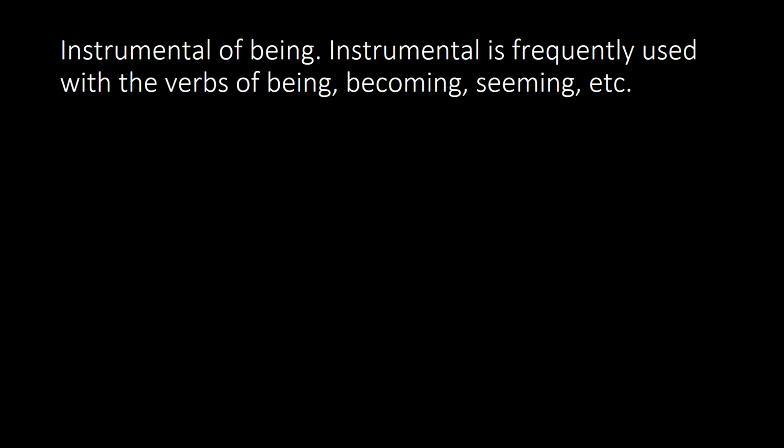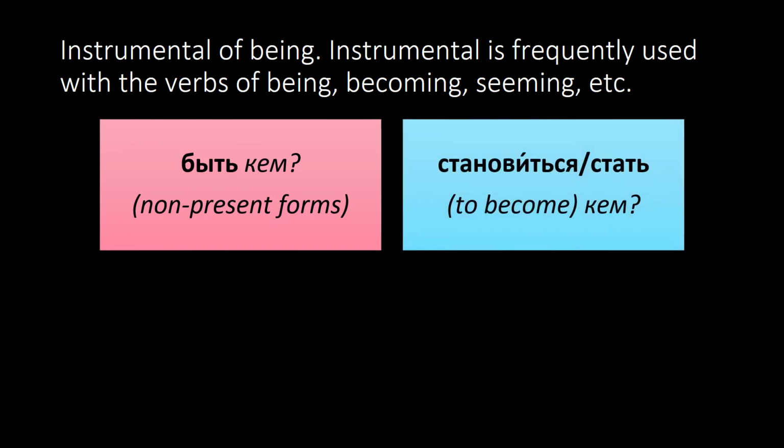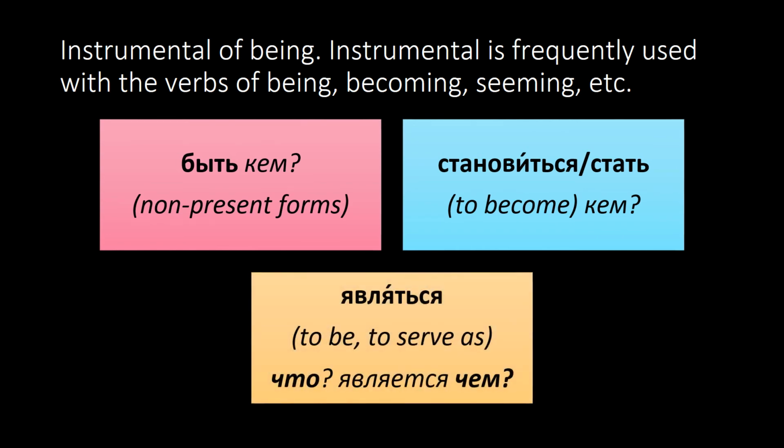Now, the instrumental is also frequently used with the verbs of being, becoming, seeming in other non-professional, non-occupational contexts. So you already know that быть is used with the instrumental in non-present forms. Становиться, стать, to become something or someone. And another very useful verb is являться. It is often found in written texts and in formal Russian, and the construction что является чем is translated into English as just is.